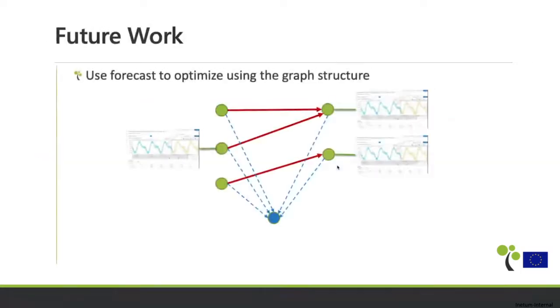In future works, we're looking at using the grid, the graph model in reverse. So at the moment, we're looking at the consumption and trying to see the renewability. We're trying to look at, if we predict the level of consumption that is going to be, how can we plan the non-renewable assets?